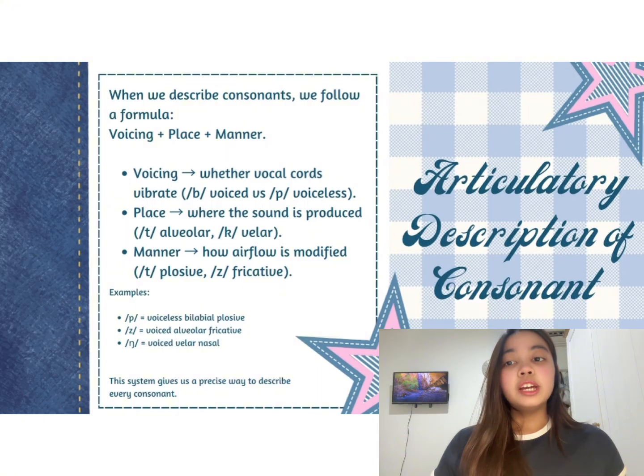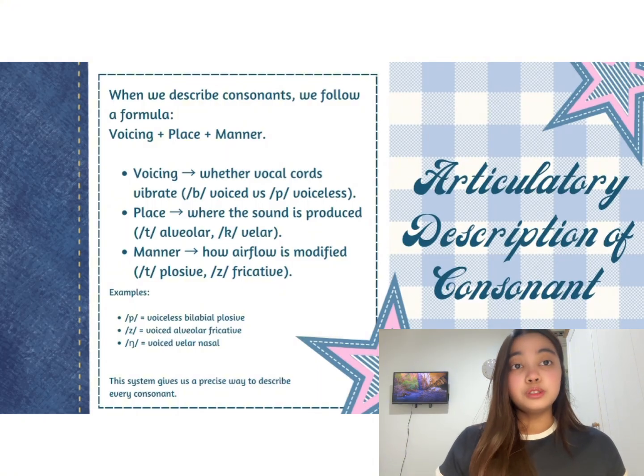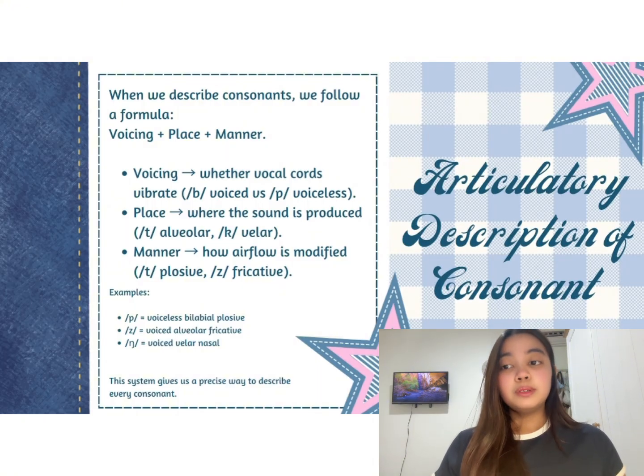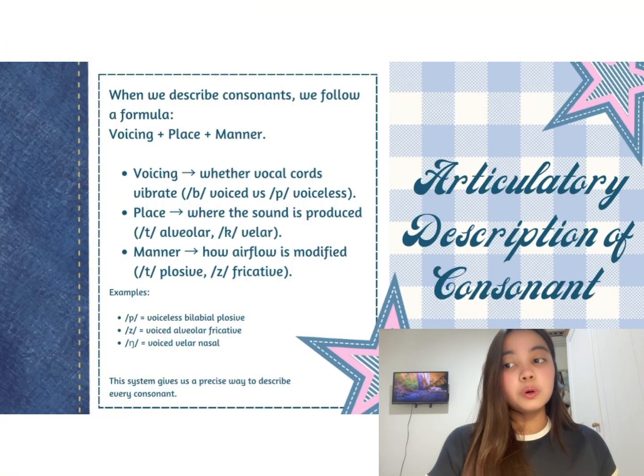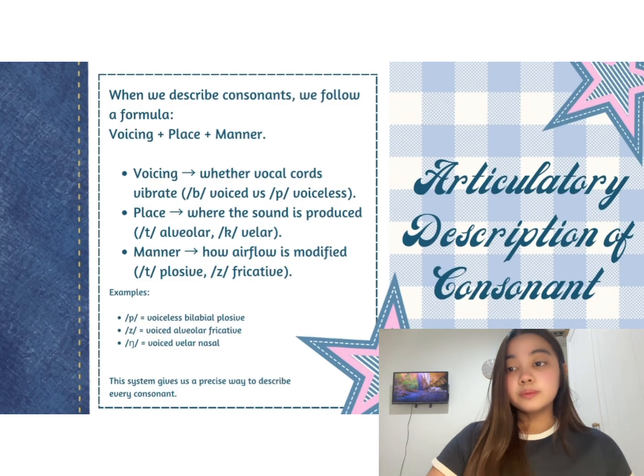The last component is manner of articulation. Manner describes how the airflow is modified when producing a sound. For example, t is a plosive because the airflow is completely stopped and then released. On the other hand, z is a fricative because the airflow passes through a narrow opening, creating friction.